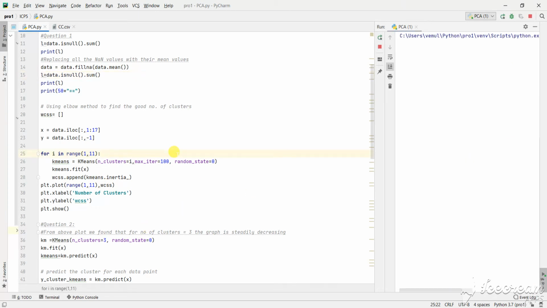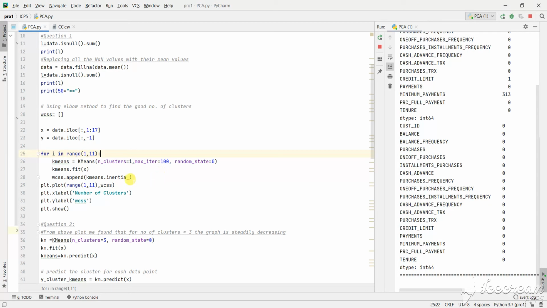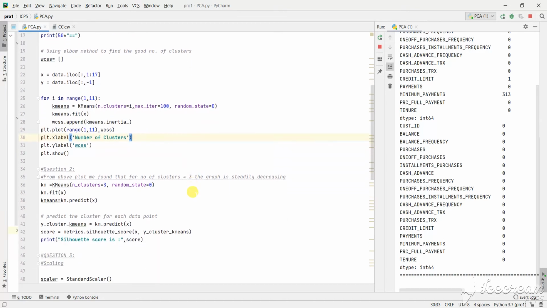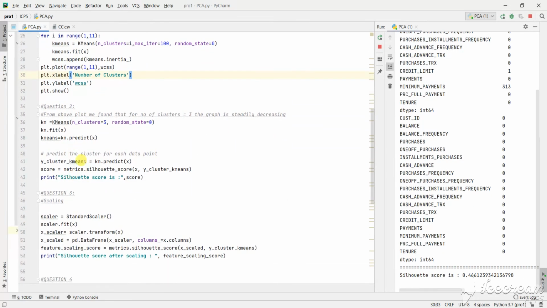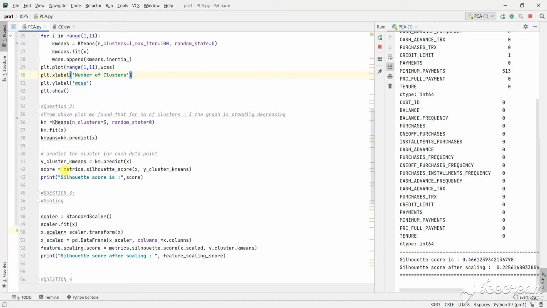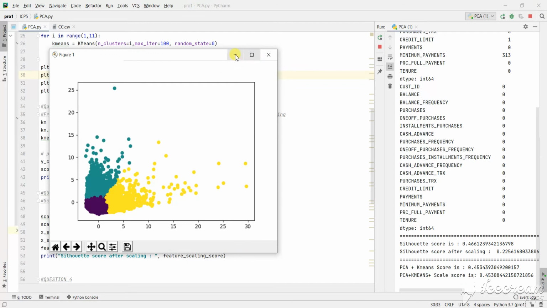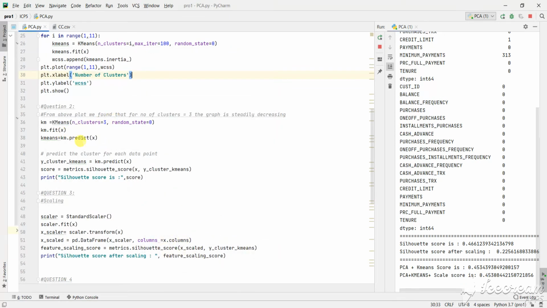Based on the graph which I have got, I came to a conclusion. If you can see, after 3 the slope of the graph is the same. So that's why I have taken 3 as a good number of clusters, and I have forwarded to the next question. In this I need to find the Silhouette score. For that I first took the cluster number as 3, and I have done the calculations to get the Silhouette score.